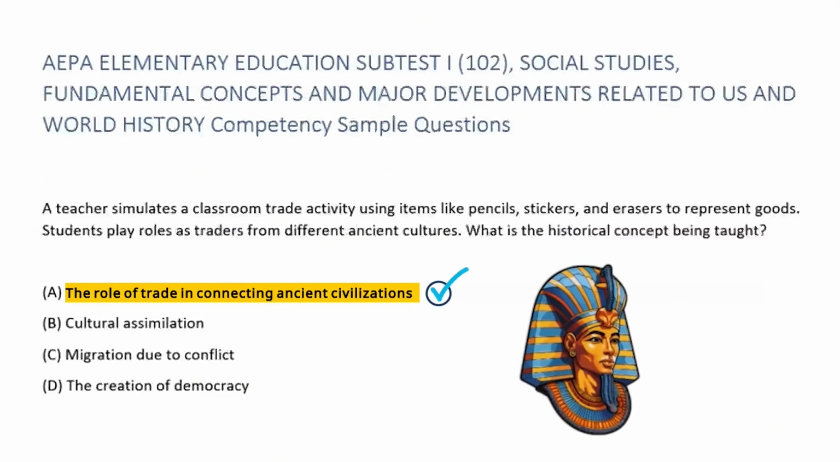The role of trade in connecting ancient civilizations. Trade led to cultural exchange and economic development across empires like Rome, Egypt, and China. The other answers are incorrect. B. Cultural assimilation is too advanced for this scenario. C. Migration due to conflict focuses on movement during war, not exchange. And D. Democracy doesn't relate to a trade simulation at all.